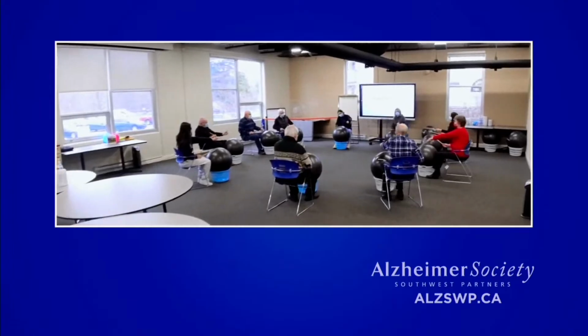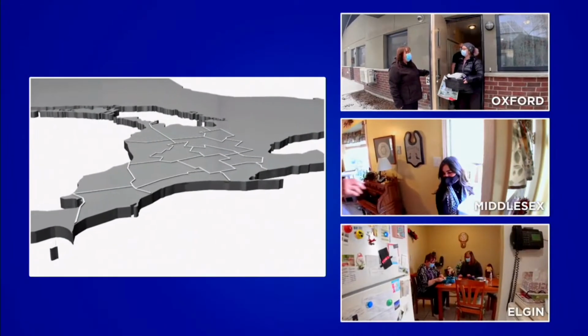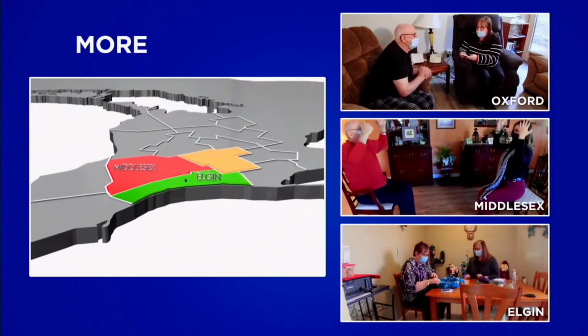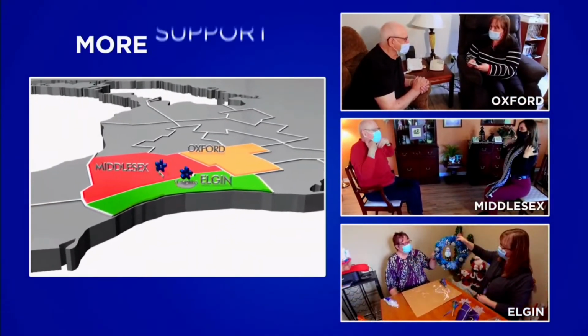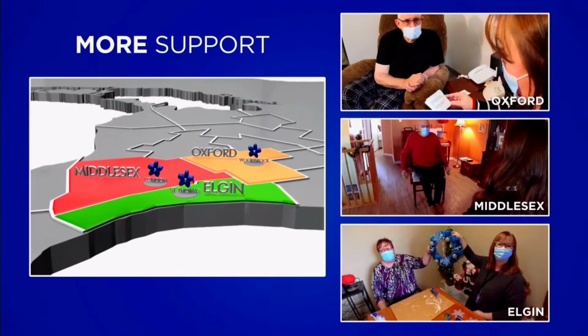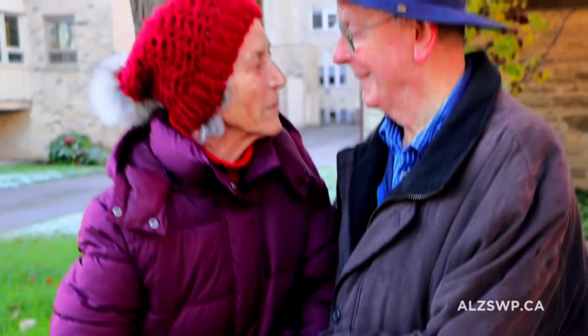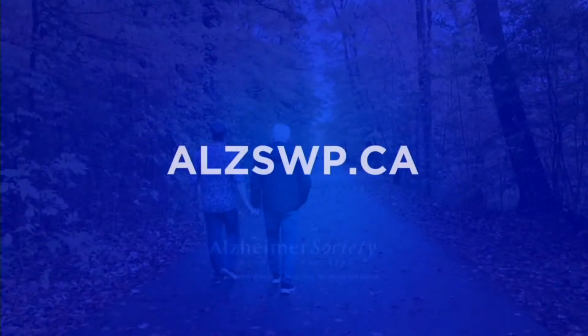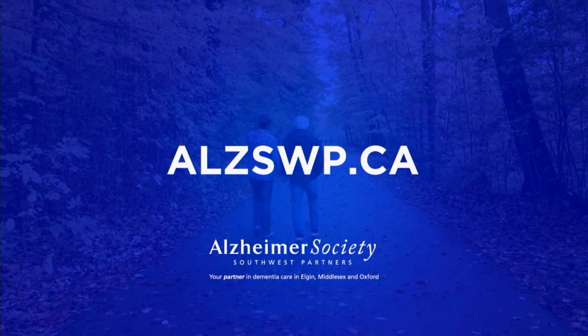Last year, the Alzheimer Societies of Elgin, Middlesex, and Oxford became the Alzheimer Society Southwest Partners. As a stronger organization, we are bringing more programs, services, and support to the over 13,000 local people diagnosed with dementia. Our call to action is that no one living with dementia goes unsupported. We're here to help. Visit our website to learn more or to make a donation.